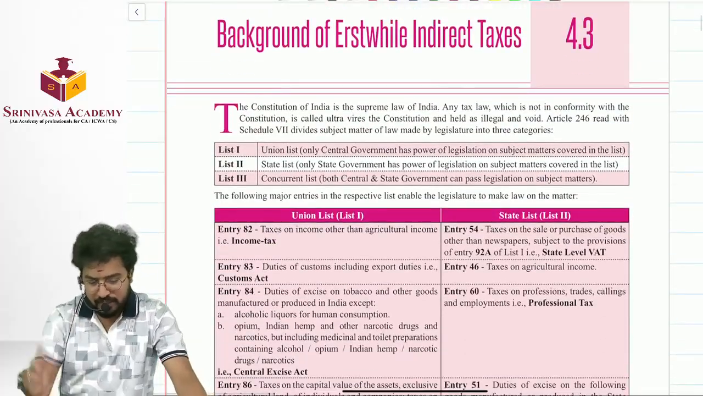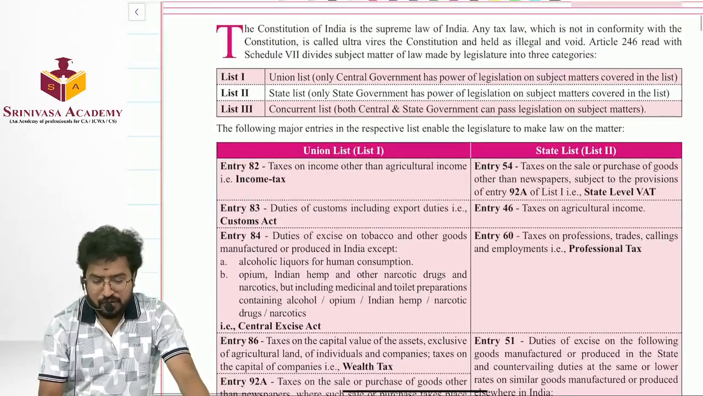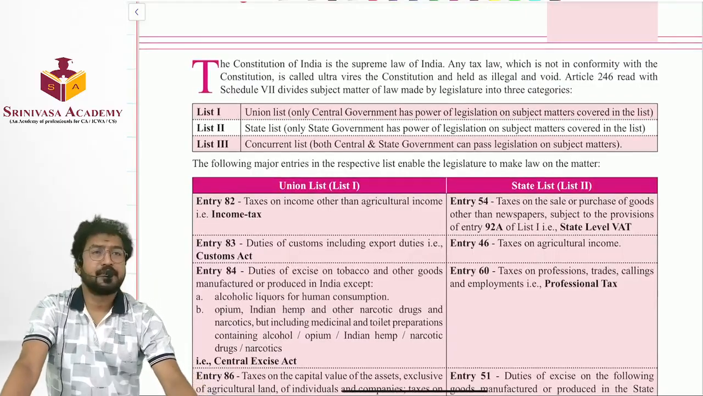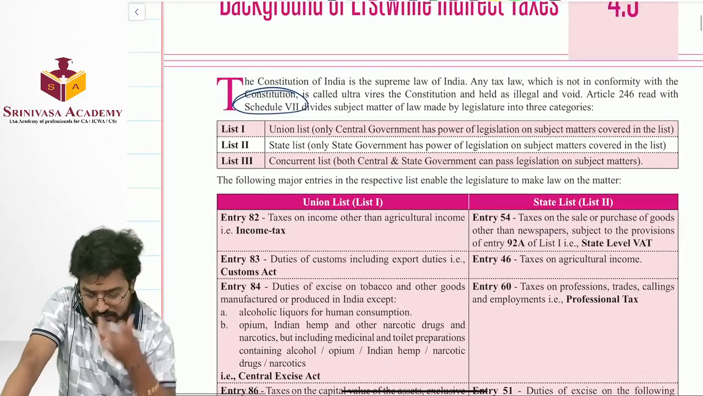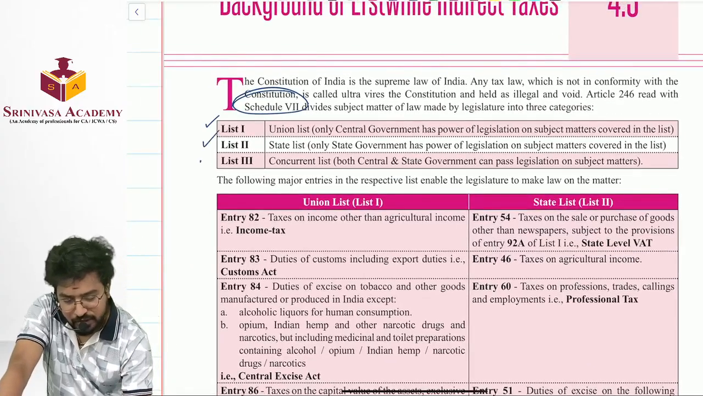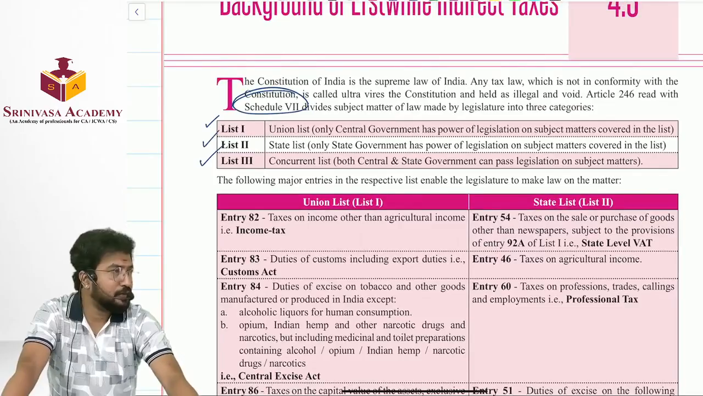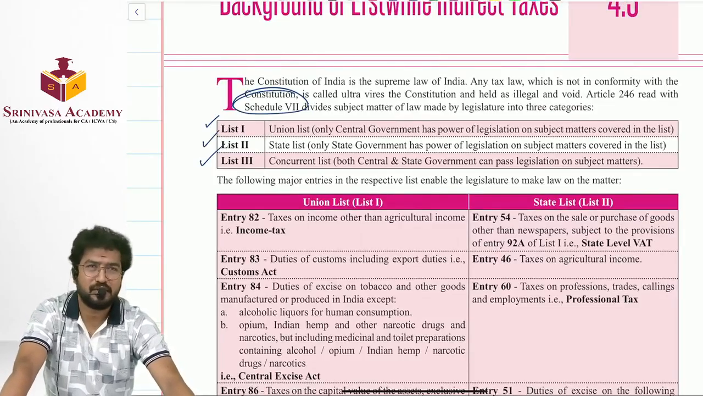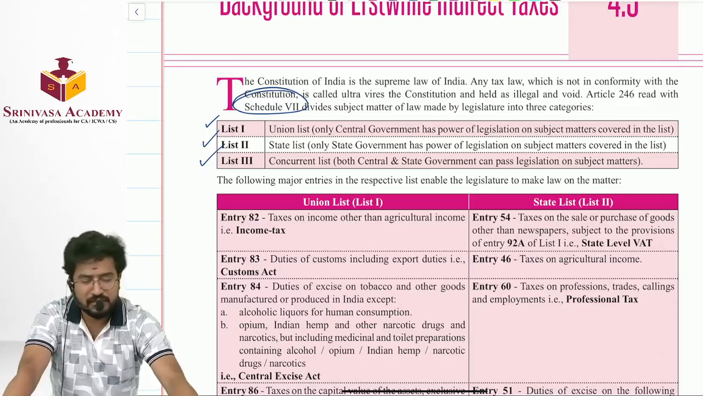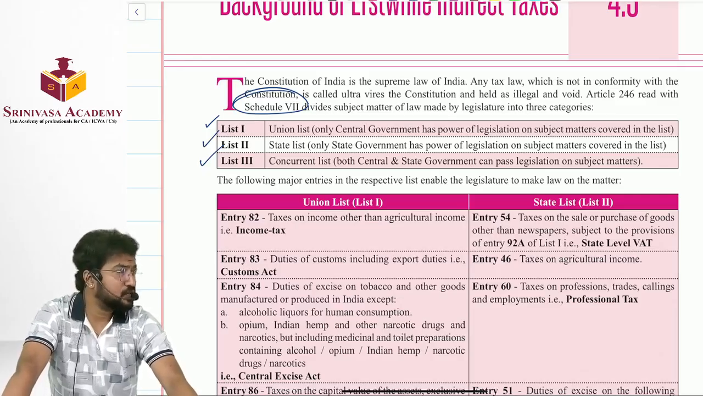Background of erstwhile indirect taxes. As you know, how many lists are there? These 3 lists will come under Schedule 7: List 1, List 2, List 3. Do you remember this? I have not seen any questions on this, but still just have some knowledge. Schedule 7, List 1, List 2, List 3 talks about what?